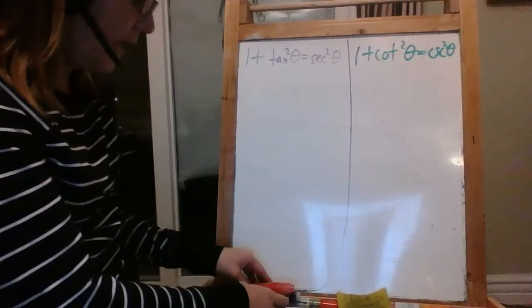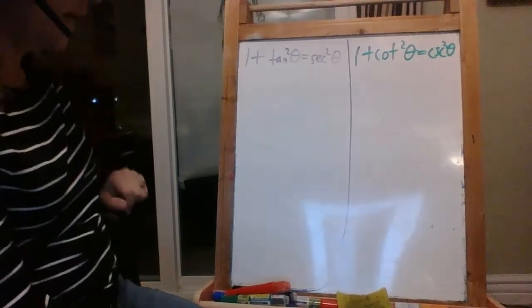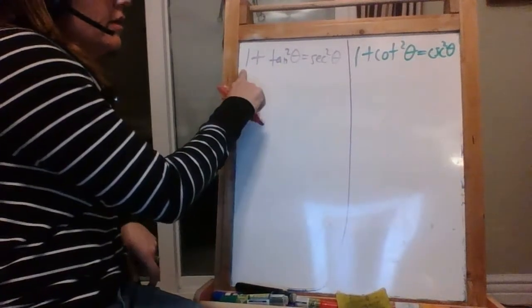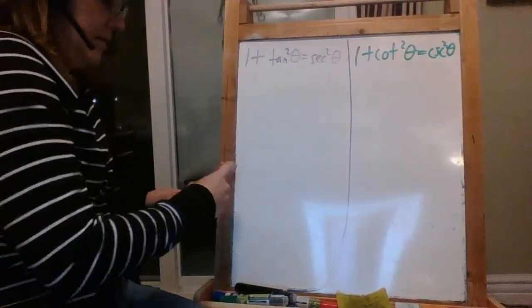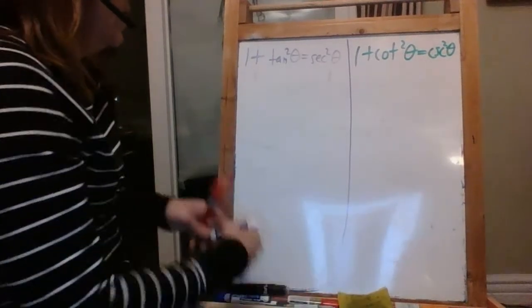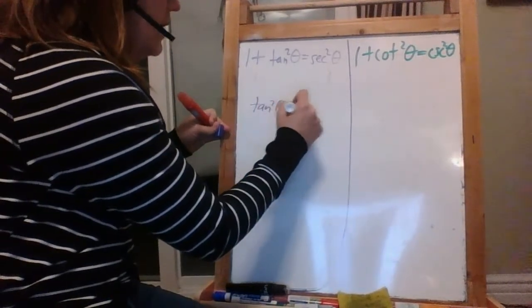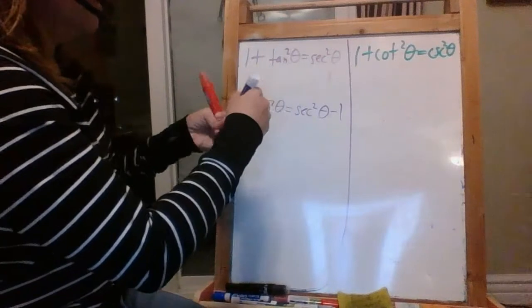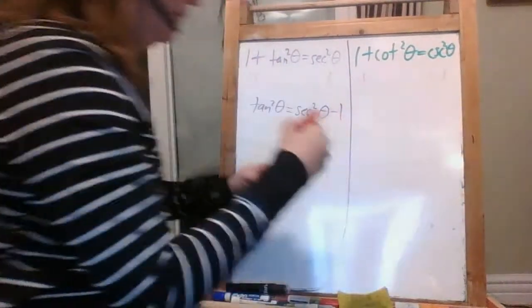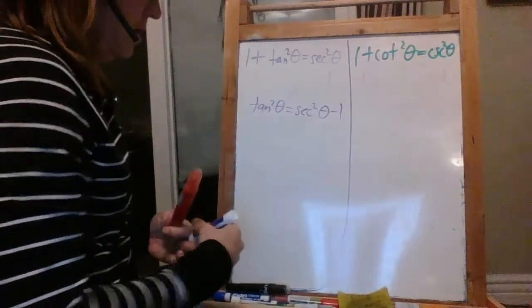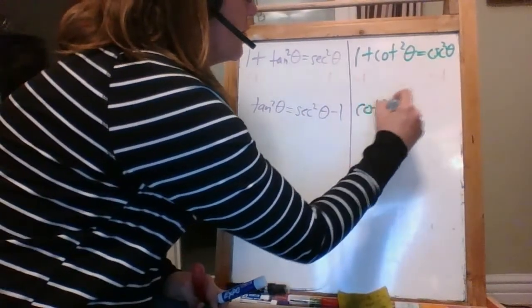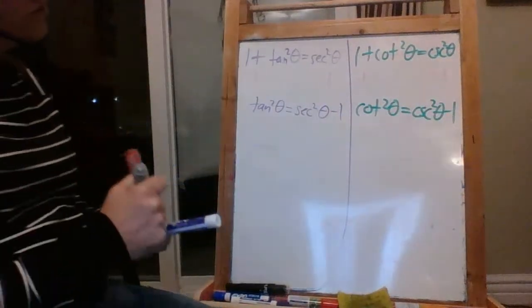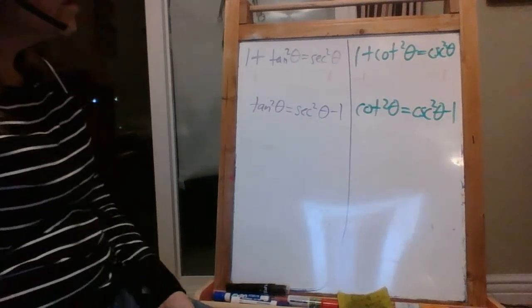But let's go ahead and find the alternate forms for each of these Pythagorean identities. So one way to do that for here is to subtract the 1 to the other side. All right, and so we get tangent squared theta equals secant squared theta minus 1, and then over here, similarly, we could subtract the 1 over. So here we would get cotangent squared theta equals cosecant squared theta minus 1. So those would be the most common alternate forms.